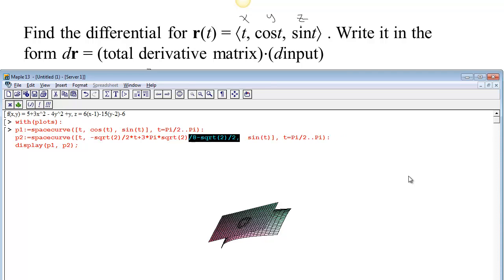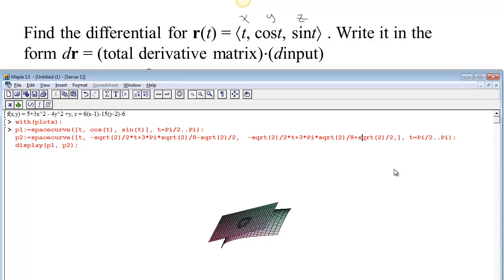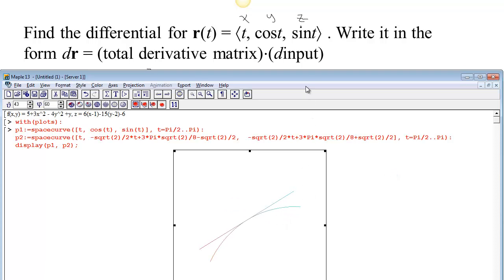The linearization for z was similar. So I'm just going to copy it and paste it in here. The only thing that changed was, I think instead of having a minus, we had a plus, right? Looking at the two linearizations, they're identical except that with the y there's a minus, and with the z there's a plus square root of 2 over 2 on the end. Get rid of that extra comma, and we should be good. Okay, and we see it.